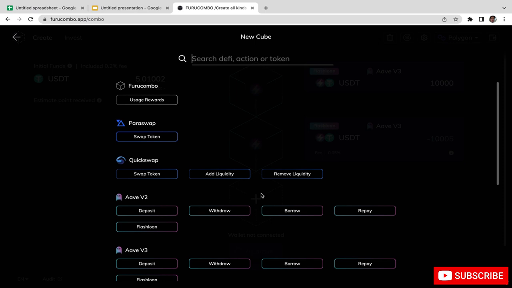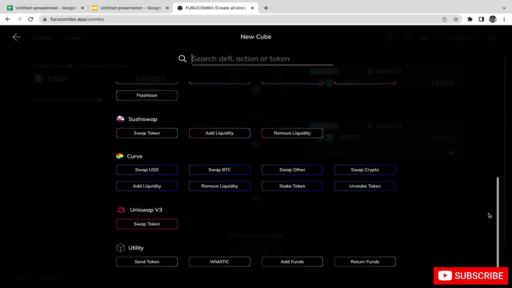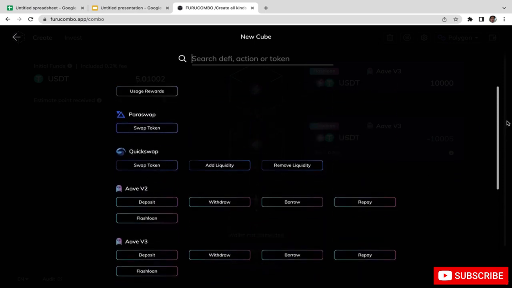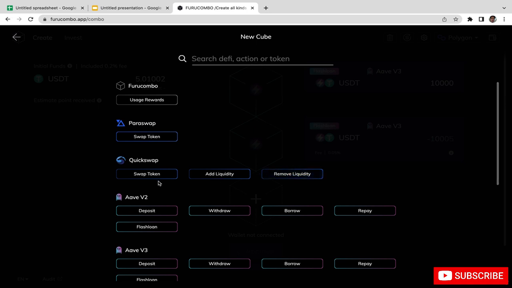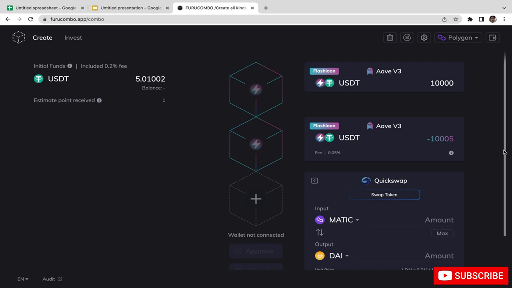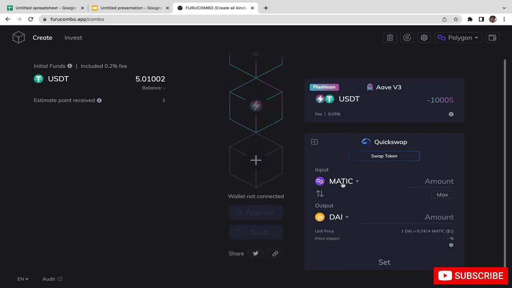And then let's click on the cube again and choose which decentralized exchange platform you want to be working with. Personally, I'm a big fan of QuickSwap, so I'm just going to go with QuickSwap for our first decentralized exchange. I don't have very specific reasons why I chose QuickSwap. I just chose it randomly for the sake of this tutorial.